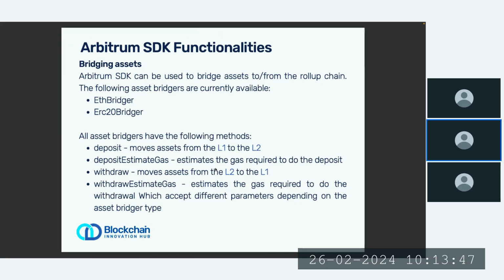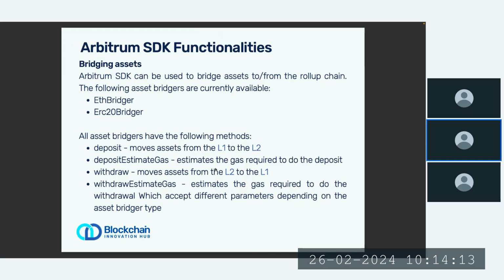So that is, you're converting your asset from one chain to the other. This time around, the Arbitrum SDK is used to bridge assets, that is, move assets to and from your roll-up chain. So that is from Ethereum itself to Arbitrum, right? And then Arbitrum back to Ethereum. So this is what bridging assets is.